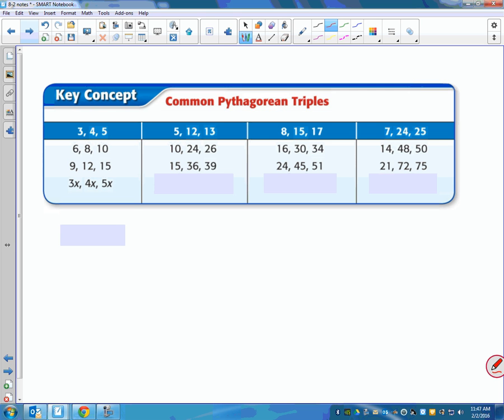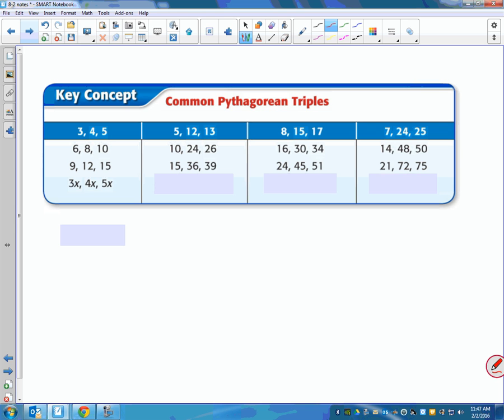Pythagorean triple. And again, many years ago, even before Pythagoras, there were other civilizations that were aware of these triples that would be perfect right triangles. Think about building things: they know these triples, they know they're going to get a right angle.